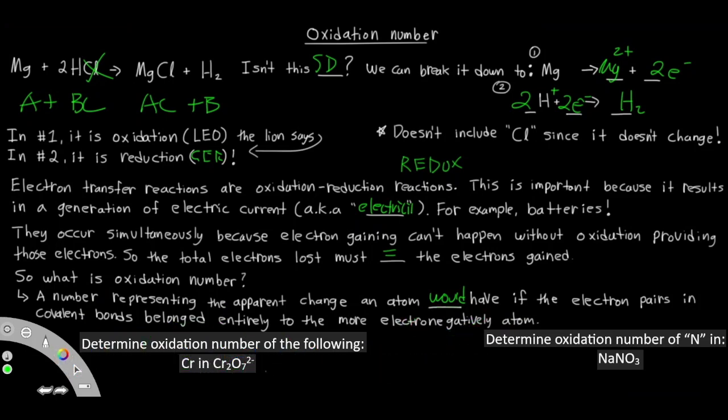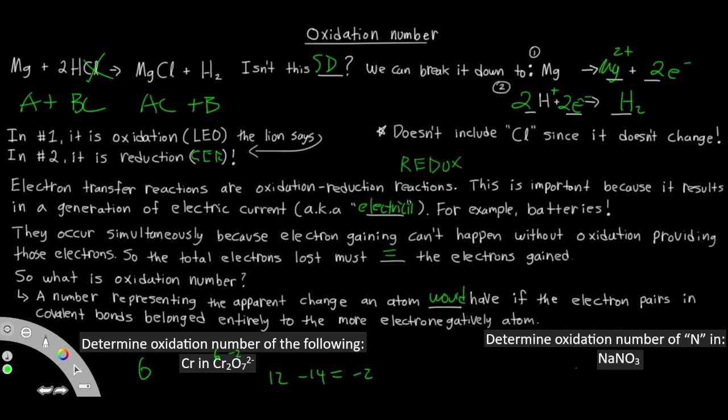Now, determine the oxidation number. Well, this has to equal negative 2 because the charge of this whole thing is negative 2. We know that the charge of oxygen is negative 2, so 7 times negative 2 gives you negative 14. So what number minus 14 gives you negative 2? Obviously a 12. Well, there's only 2 chromiums down here, so what number up here times 2 gives you 12? Obviously a 6, so the answer would be a 6.